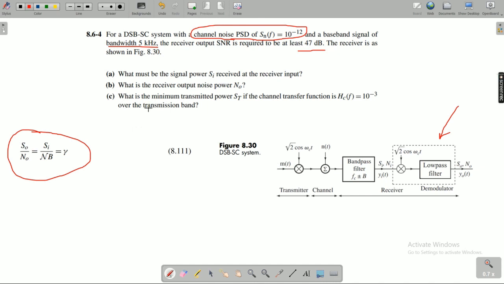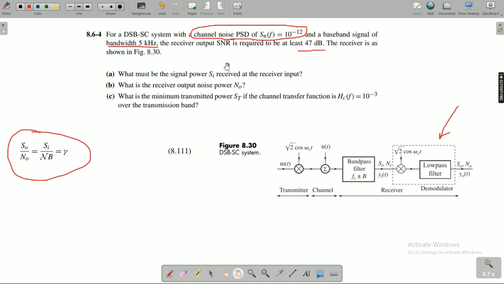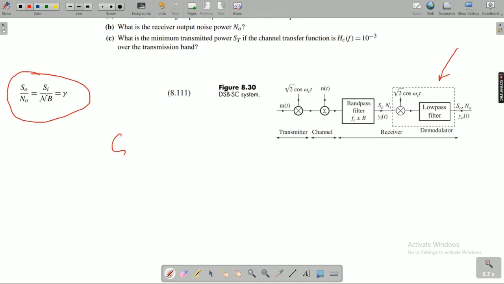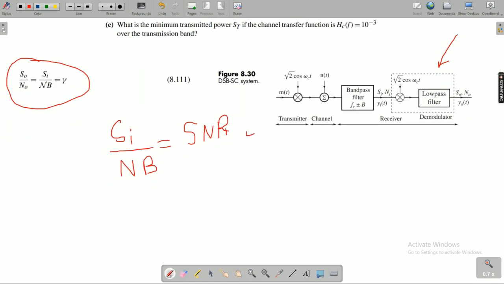First of all, it asks what must be the signal power Si received at the receiver input. The formula mentions that S0 over N0 equals Si over NB, and this equals gamma, where gamma is the value of the SNR. So if we write this problem here, Si, which is the required one to be calculated in the first part, over NB, will equal the SNR. The SNR equals 47 decibel.